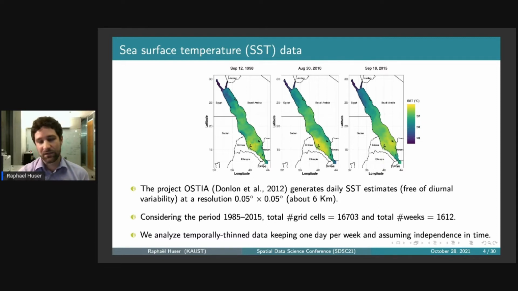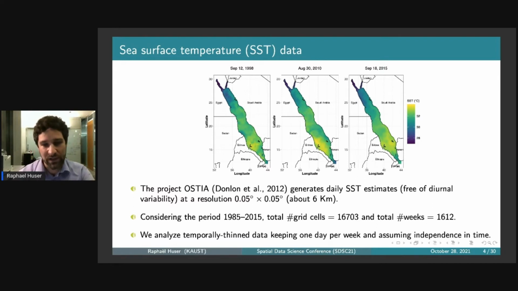And we have daily data available for 31 years, from 1985 to 2015, which amounts to 16,000 grid cells over the Red Sea available for about 1,600 weeks. So this is really a huge data set. Especially if you think of a spatial data set, you have to model correlations between 16,000 grid cells. That's really a big task.